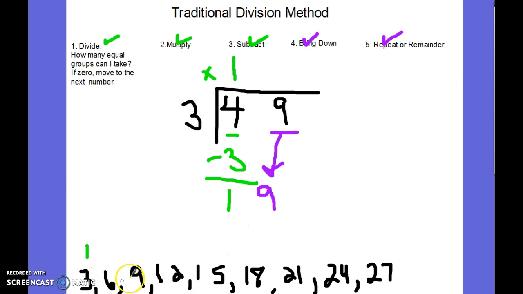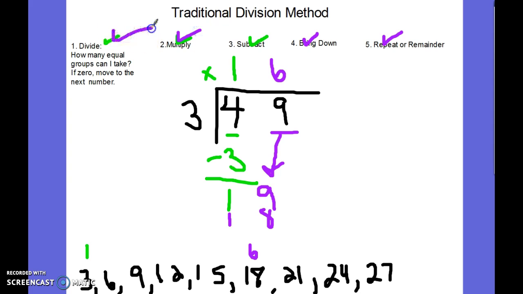So if we look, we have 1 group, 2 groups, 3 groups, 4 groups, 5 groups, 6 groups would put us at 18, 7 groups would put us at 21. So 7 is too much because 21 is greater than 19. So if we look at 18, that would give us 6 groups because 3 times 6 is 18. We're going to put our 6 up here. Now we're going to multiply 6 times 3 is 18.